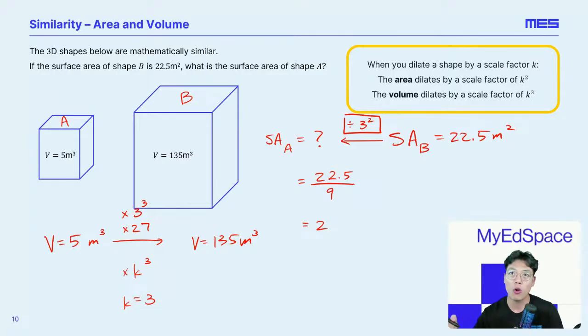How much more is 22.5 than 18? 18 to 22.5 is 4.5. Well, we're dividing by 9. How convenient. 4.5 is half of 9. So our answer is 2.5 meters squared. And that is the surface area of shape A. And we didn't even have to know the dimensions of either of these shapes.